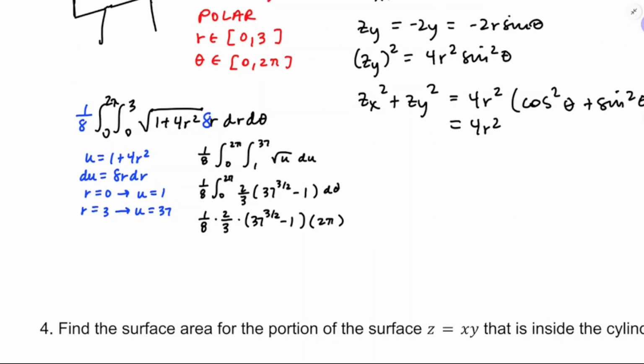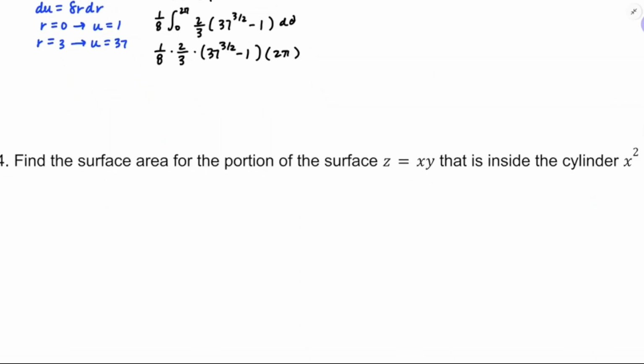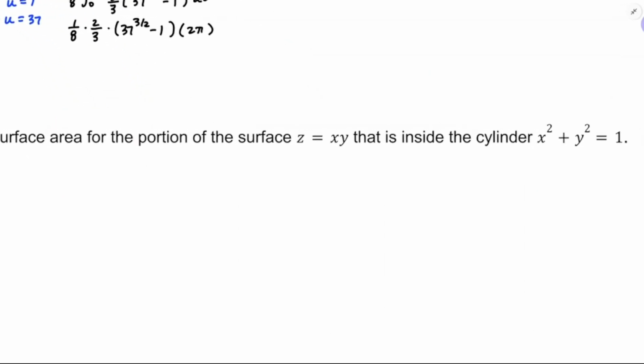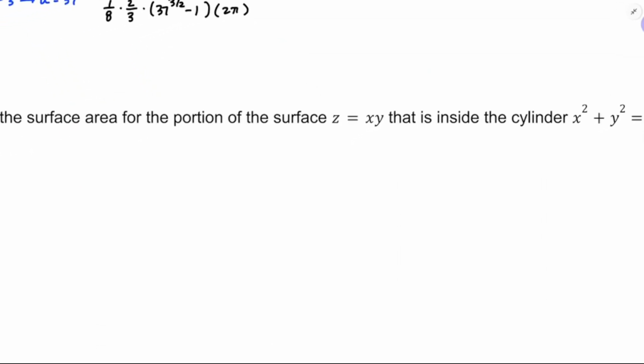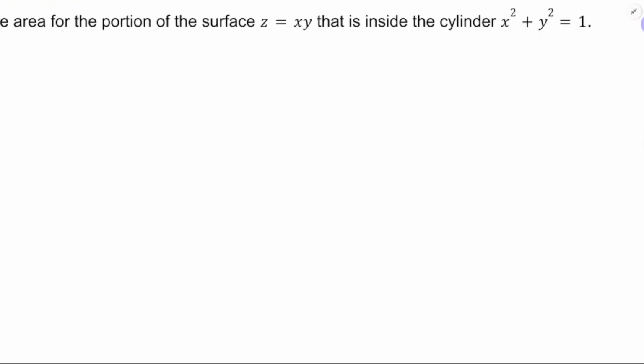Okay, find the surface area for the portion of the surface z equals xy that's inside the cylinder x squared plus y squared equals 1. Okay, this is going to be another one that we want to do polar coordinates. If it's inside that cylinder, that means r is going to be less than or equal to 1 while greater than or equal to 0, and theta will run all the way from 0 to 2 pi.